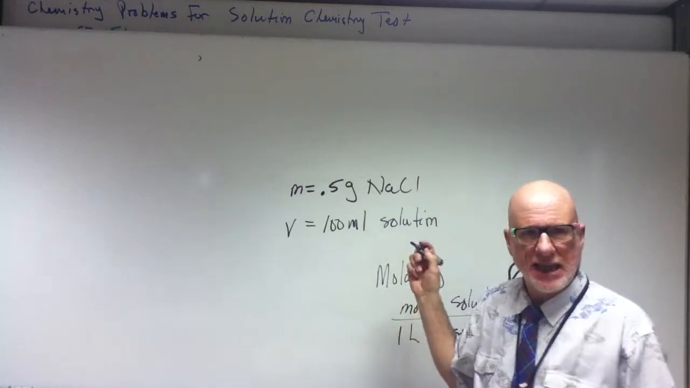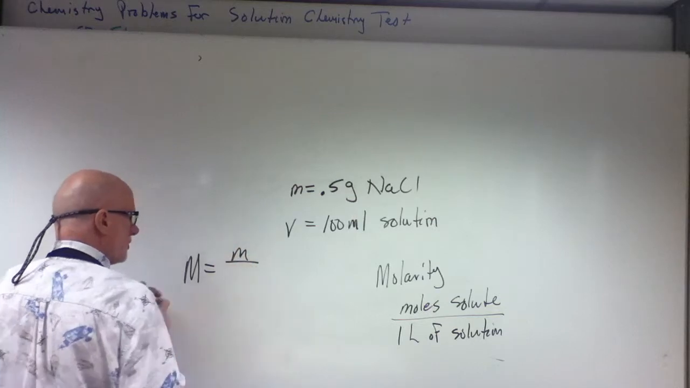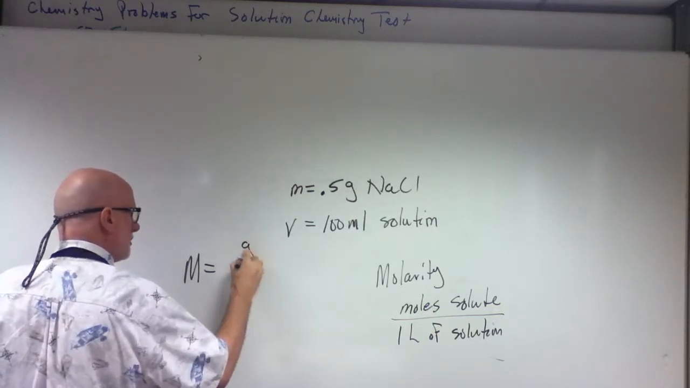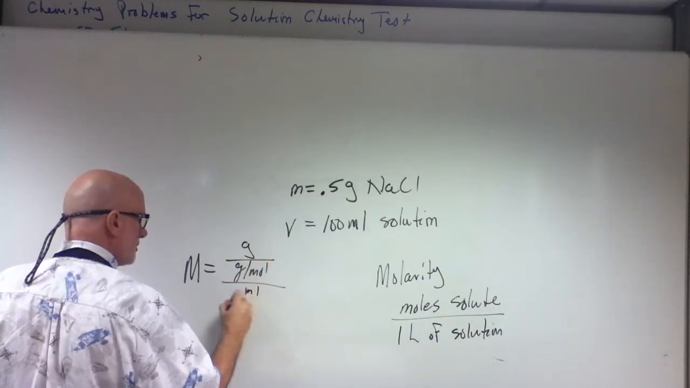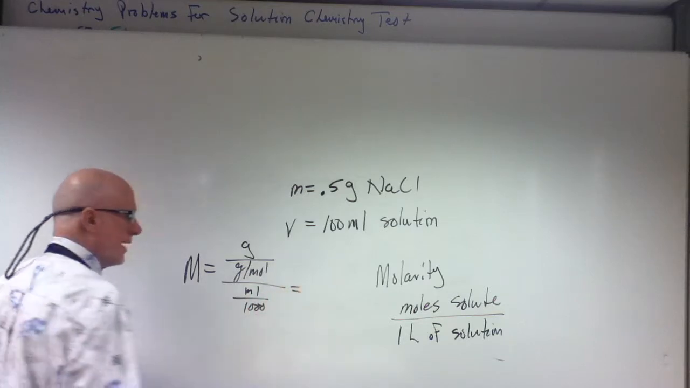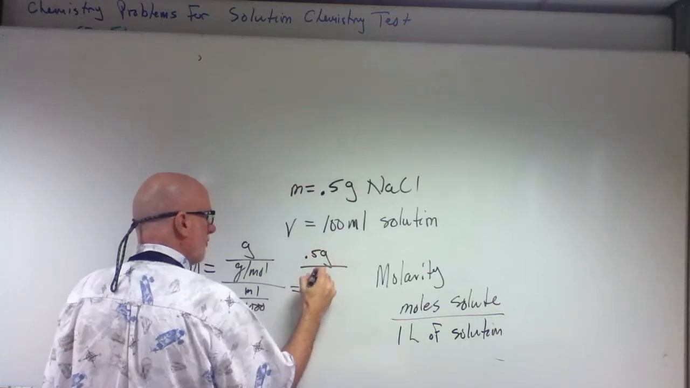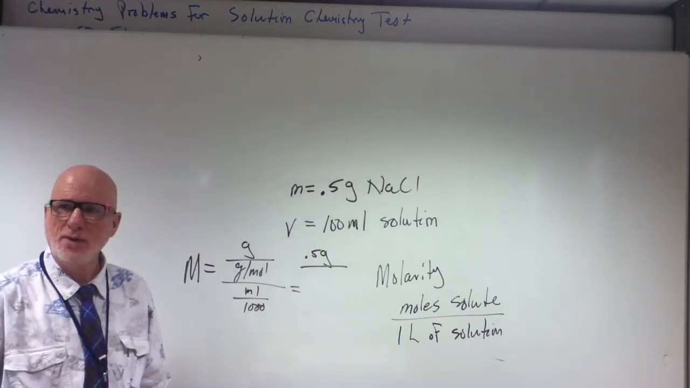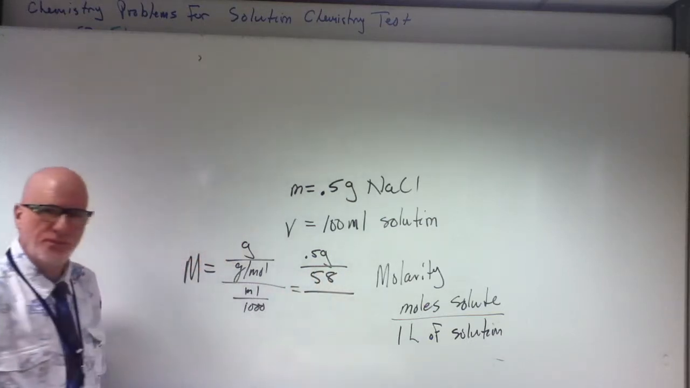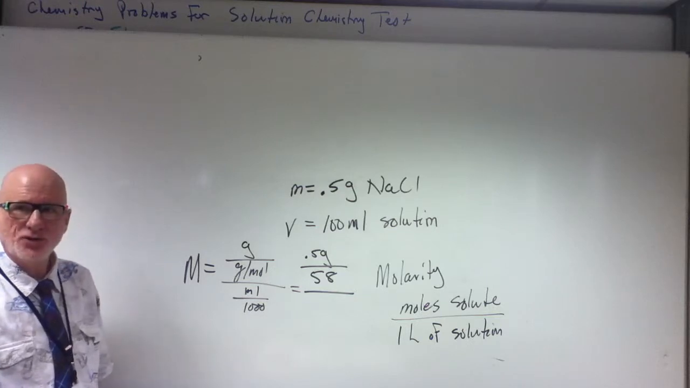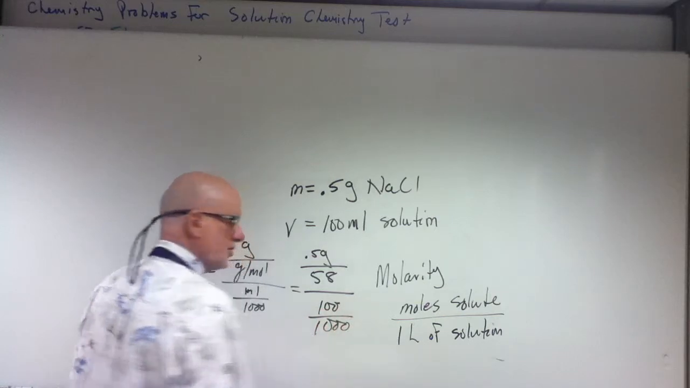Let's expand this again. The molarity equals grams over gram molecular weight, over milliliters over 1,000. Right? So this is going to be 0.5 over what? 58. Over what? 58, good. Over 100 over 1,000, or just 0.1, right?